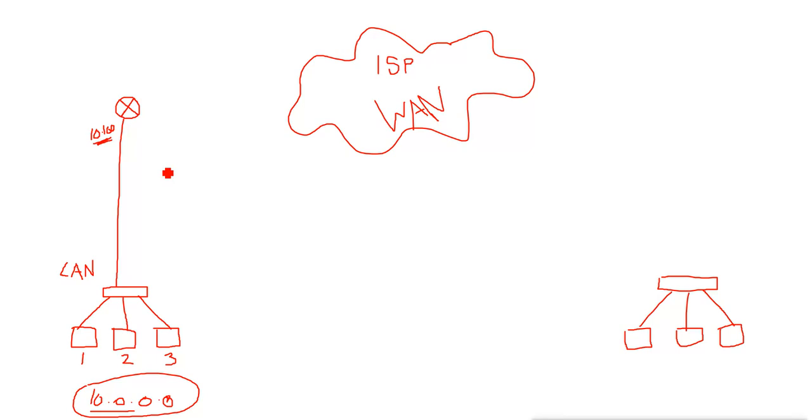So for the interface which is connected to the LAN network, we will give an IP address from the range we are using in the LAN network. So one of those IPs we will use on this interface.